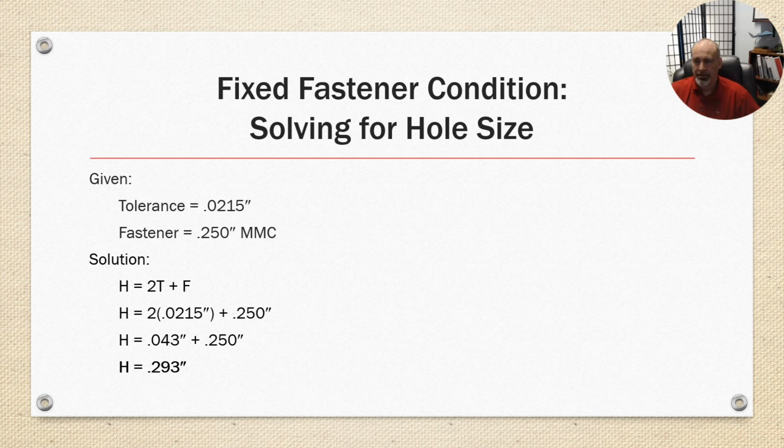Okay, so these are the same values. The difference between these two examples is in this one we're starting with the fastener size, and we know what our tolerance is that we want to hold, and you work backwards to determine the hole size. The other method was starting with the hole size and comparing that to the fastener.